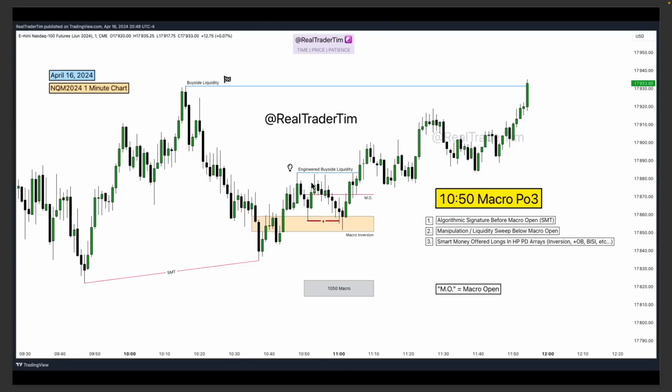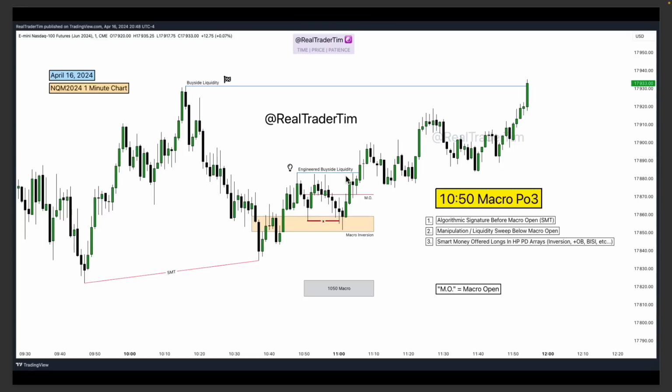If our bias is long and we're looking for long entries utilizing what we're discussing here, which is again manipulation below macro opening price, typically we'll see this engineered buy side liquidity where we can see this swing high that was created right before the start of the 1050 macro is not purged before the manipulation phase occurs. So that's just more engineered buy side liquidity.